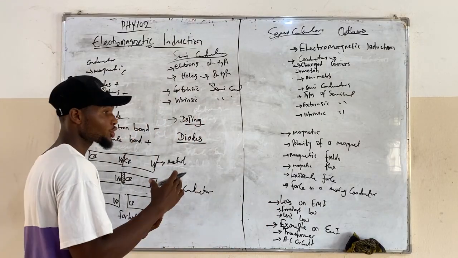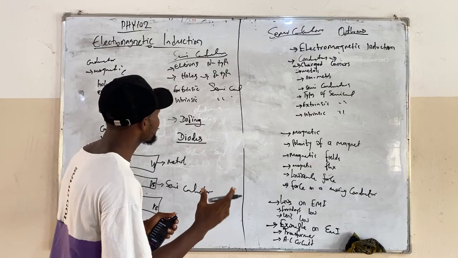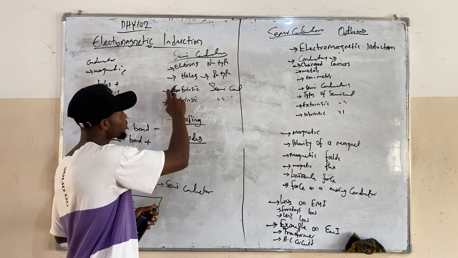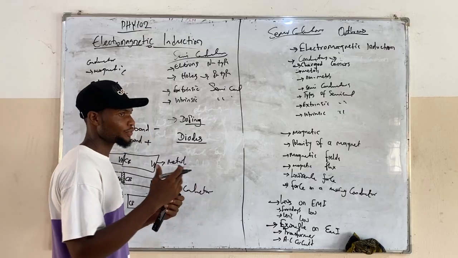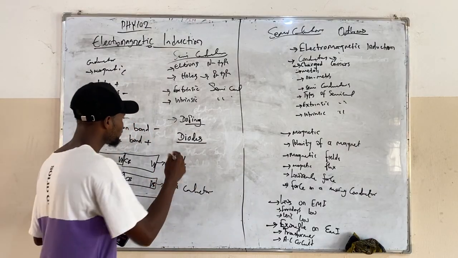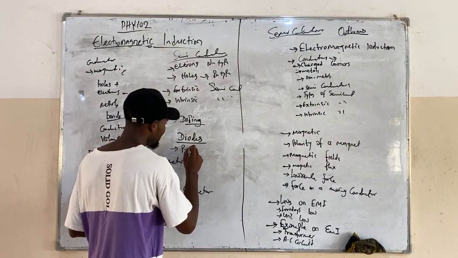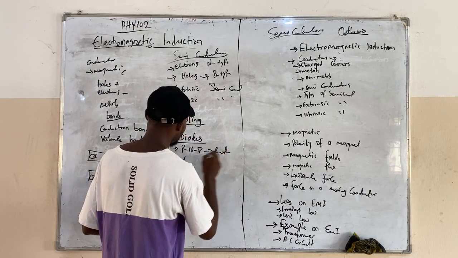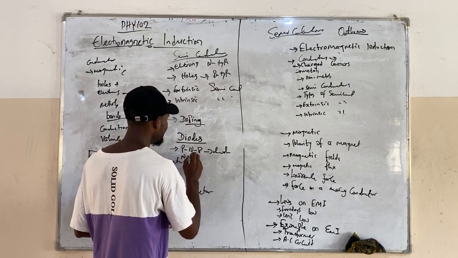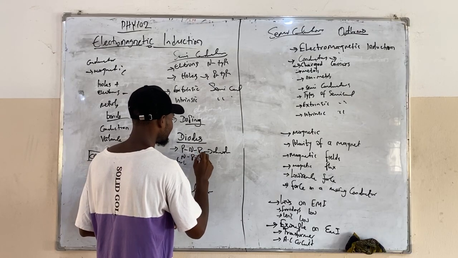Diodes can actually change a semiconductor from extrinsic to intrinsic. It purifies an extrinsic semiconductor. That's the function of diodes. And there are basically two. We have what? PNP diodes. And we have what? NPN diodes.